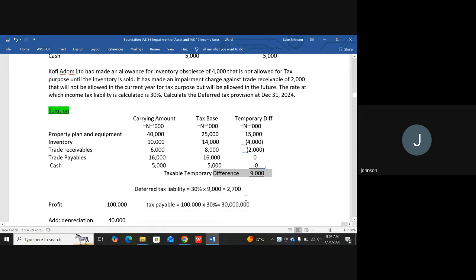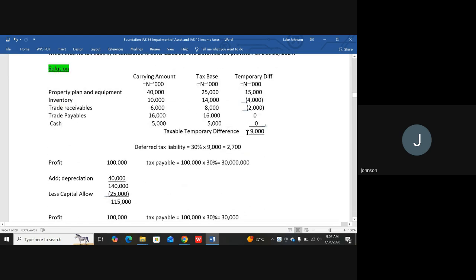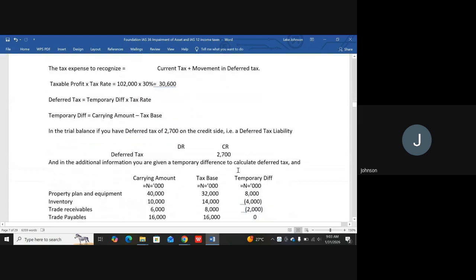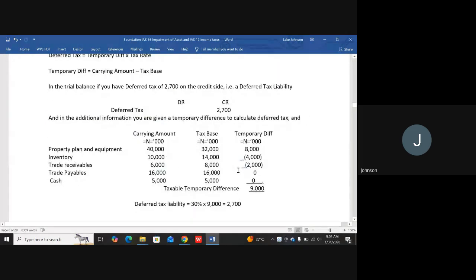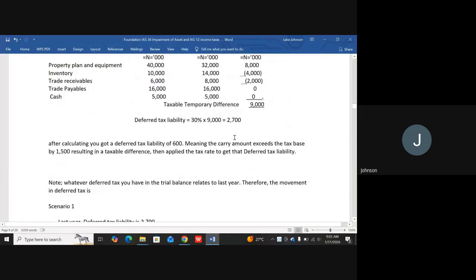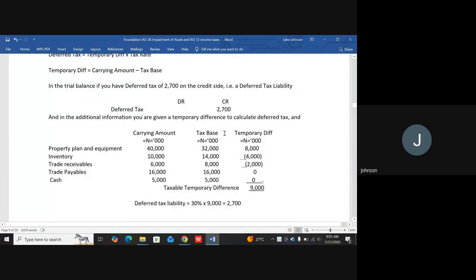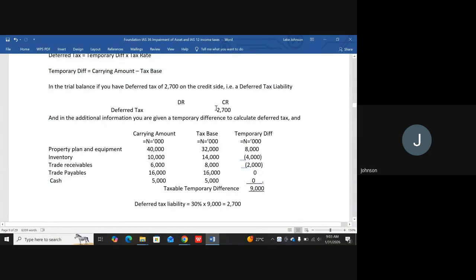Okay, so that is what we did. You now take this amount, multiply it by the tax rate. Okay, you're going to get this value. So this is how we got our deferred tax for last year that we brought into our book. So it's not magic. This is what we brought into our book.